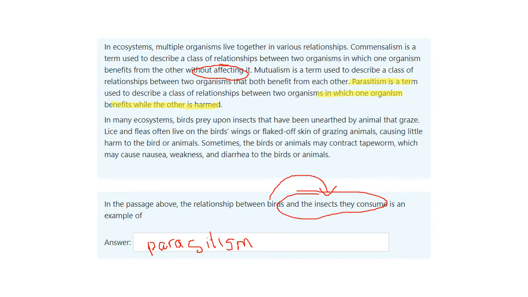So according to that definition, the bird and the insect would be parasitism. Other passages might call that predation, where one animal eats the other animal. That would be predation. But this is a good example of why we cannot use our own idea. Predator-prey, predation, is not in this passage. It is not an option for this question. We have to use the information that we're given. And because the insect is not benefiting, it is being harmed, the only answer that would match is the relationship of parasitism.